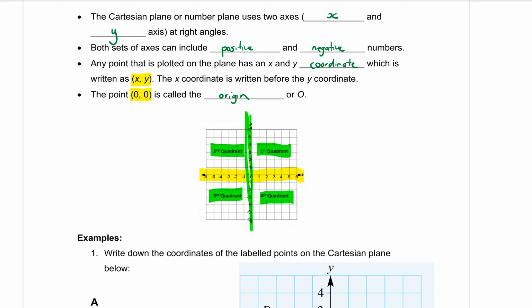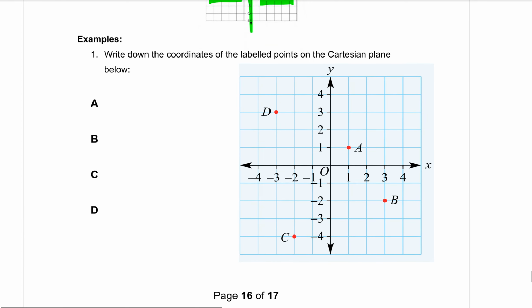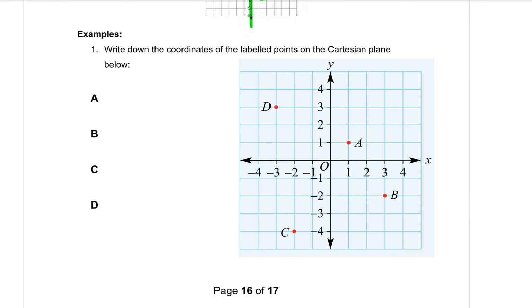Okay? So there's two main types of questions that we're going to practice. Question number 1 here is the first type, where I give you the Cartesian plane with some points on it, and you have to write down what the points are. Okay? So on the side here, you'll see A, B, C, and D. They're the ones that we want to write the points for.